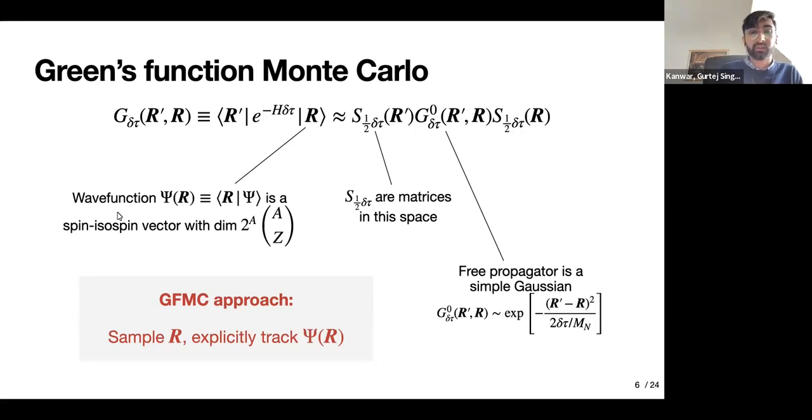And so you can carry around these wave functions evaluated at particular coordinates. You can evolve them according to the potential terms, which are now these matrices, which are exponentially large in A, but still tractable for reasonable A's that we might consider. And you can evolve the coordinates then according to this free propagator, so some kind of diffusion process, as we'll get to in just a second.